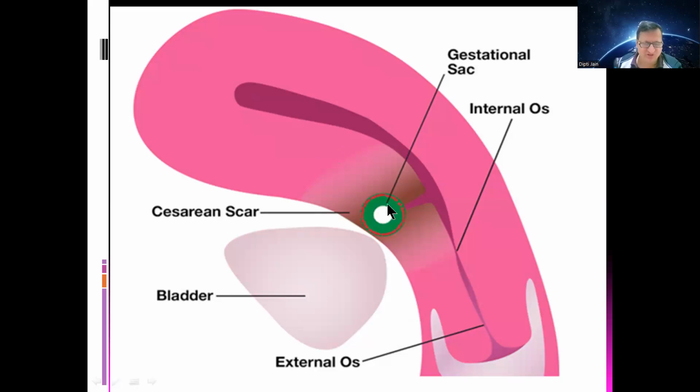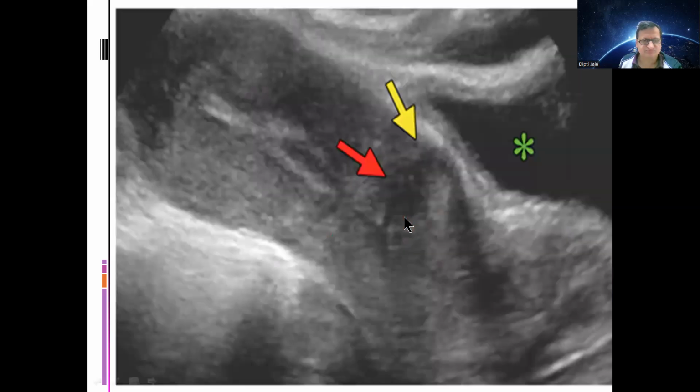So this is a case of scar ectopic. This is the location of the scar ectopic, where there is thinning of the myometrium anterior to it. This is the anterior bladder, and posteriorly the uterus is present. And this is present at the level of the cesarean scar.